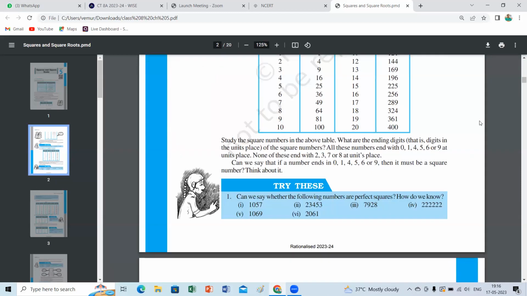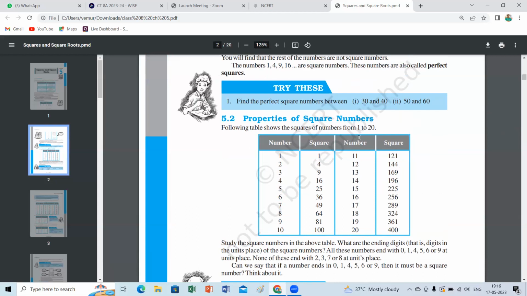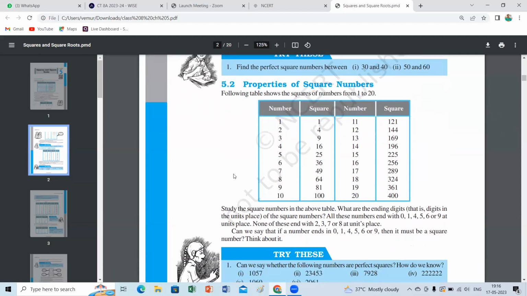Properties are very, very important, children. All properties are based on these square numbers only. Because in your textbook they mentioned 1 to 20, children. My sincere request, you can learn more than 20, because you can do faster calculations further if you are aware of squares. Minimum 25, maximum you can learn up to 50, children. They gave the table till 400.